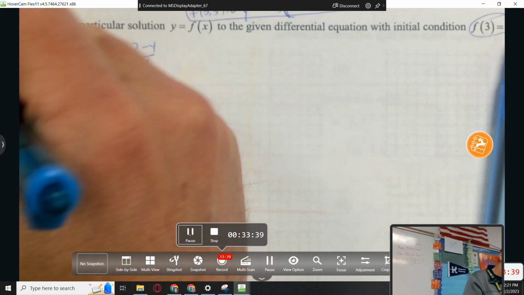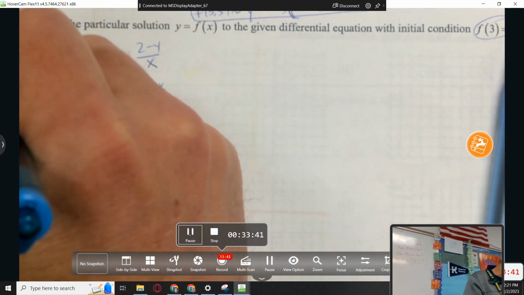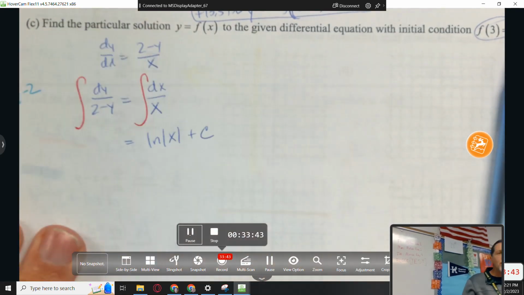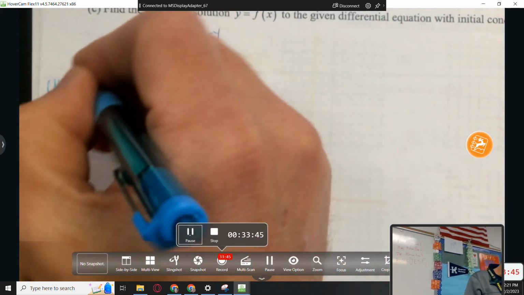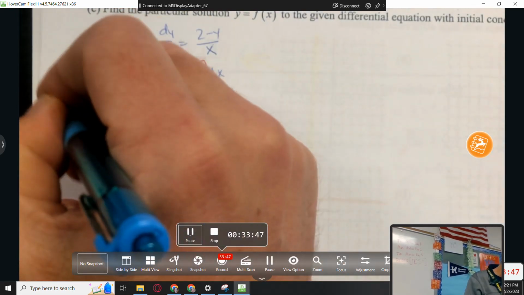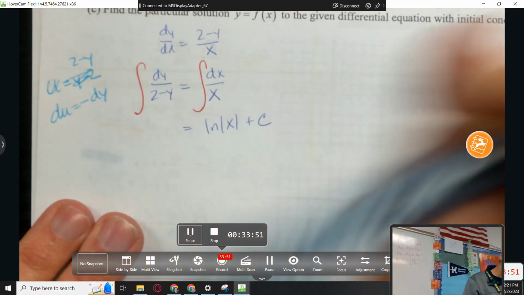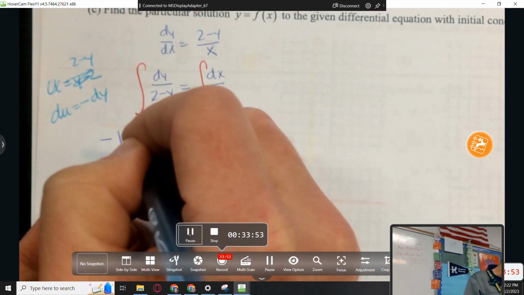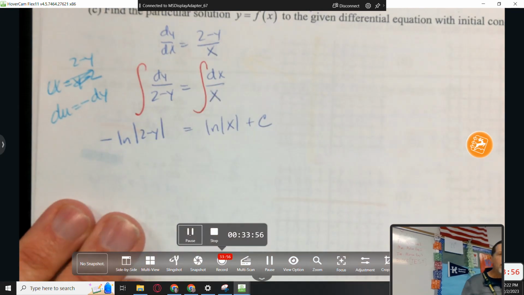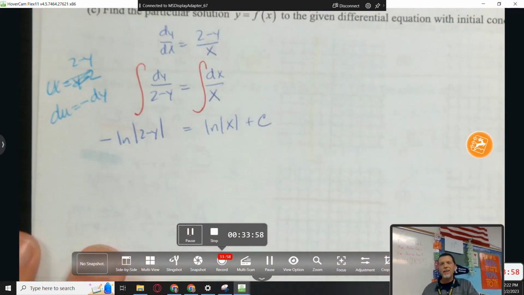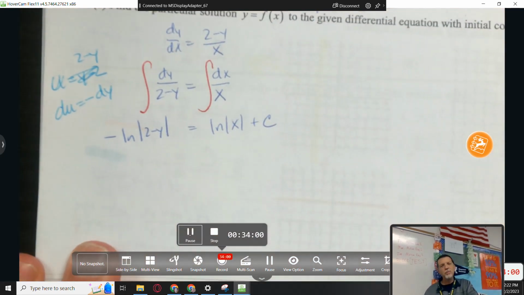So you can kind of go the long way around if you need to. u is 2 minus y, so du is negative dy, negative natural log of (2 minus y). Again, plus c, but not really, because we got the plus c on the other side. That's why I don't like this one, because I don't mind one natural log. Two natural logs? Come on, that's not very nice.